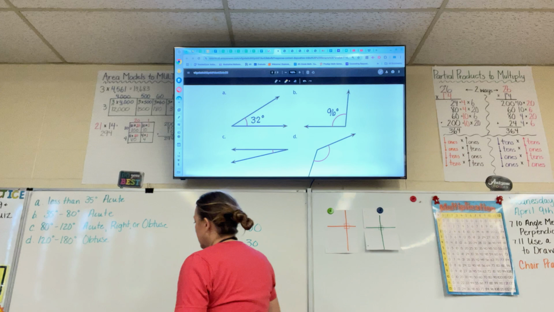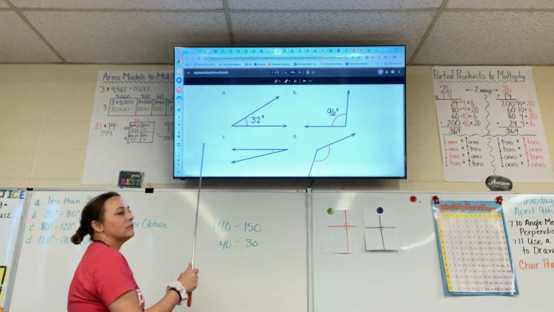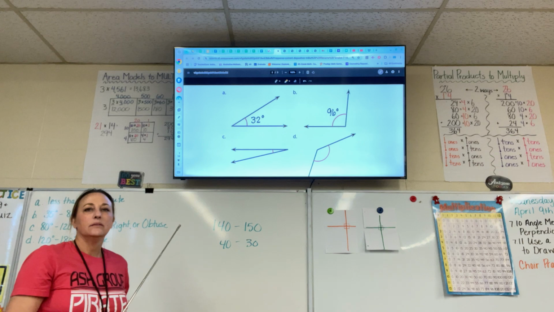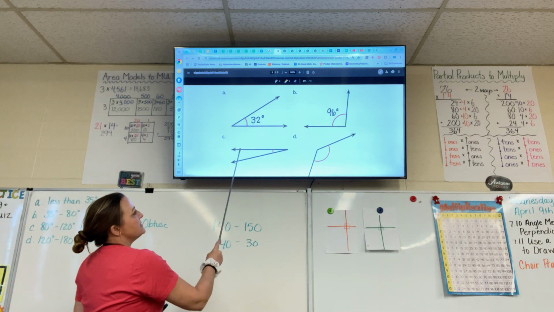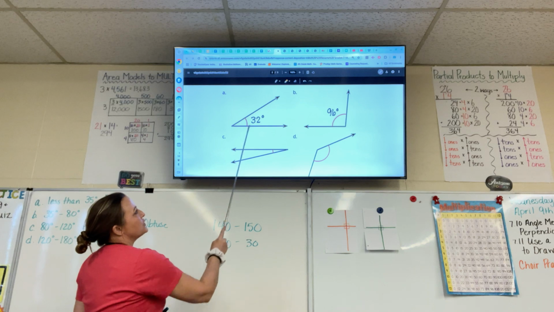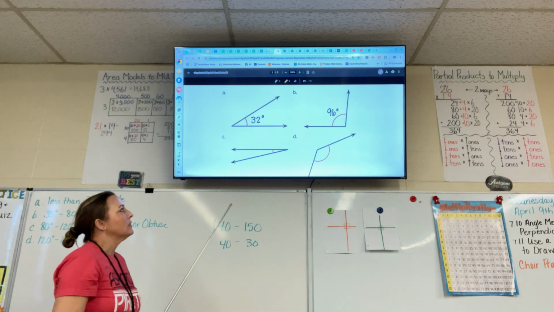Just looking at the next angle. What kind of angle do you think that is, Haziel? Acute. It's a little angle, right? Does this angle look bigger or smaller than 32? Shout it out. Smaller.